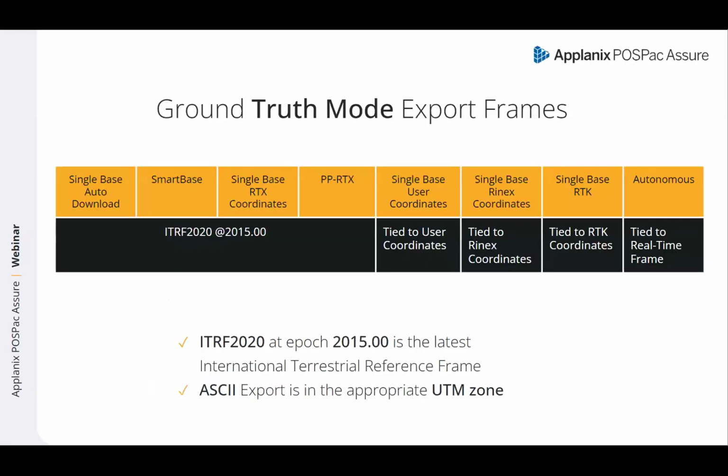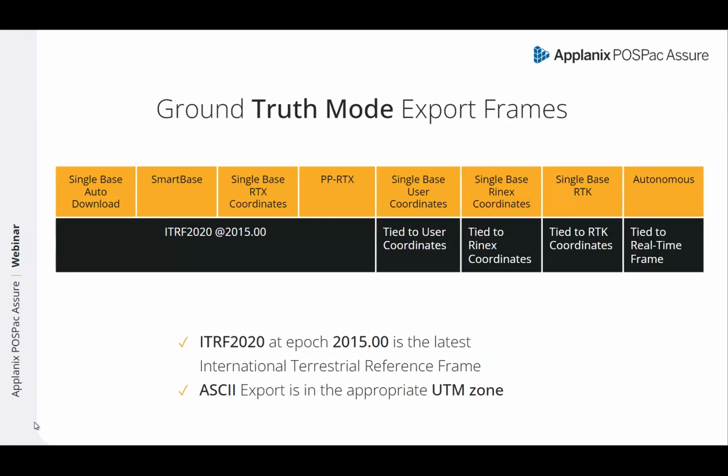Okay, so for the ground truth mode, it's quite important to understand what the export frame is. So we're going to deliver you the SBET file. We're going to deliver you an ASCII file that even outputs the solution in the appropriate UTM zone. But what is the frame behind it? And if I say frame, then I refer to things like WGS 84, NAD 83, ETRS 89, ITRF frames, etc. So this export frame depends on the processing mode that you select and or the base station coordinates that you use.